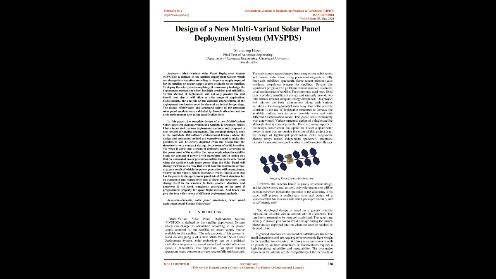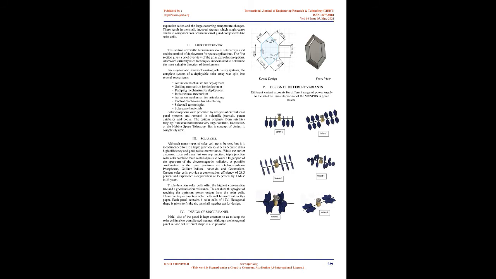Introduction. Multivariance solar panel deployment system, MVSPDS, is defined as the satellite deployment system which can change its orientation according to the power supply required for the satellite or power supply source available to the satellite. The sole purpose of this project is based on designing of a new multivariance solar panel deployment system. Solar technology can be a political football on the ground, tossed around and tackled, yet often in space it encounters little opposition. For space-limited operations many components were successfully miniaturized.